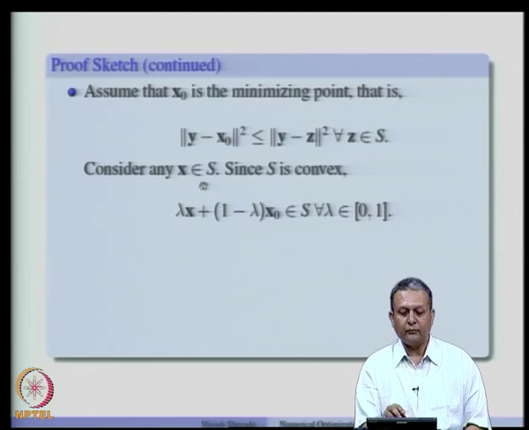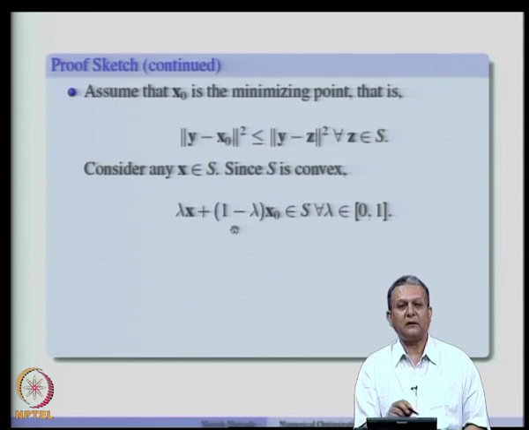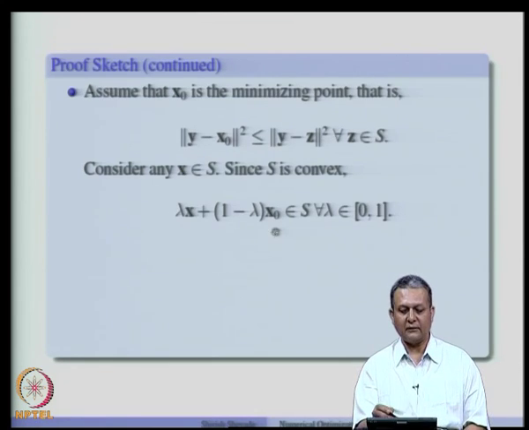Right. Now, we use the convexity of the set S. Since set S is convex, if we take any x in the set S, I can say that lambda x plus 1 minus lambda x naught always belongs to the set S for all lambda in the closed interval 0 to 1. So, for any x in the set S, with x0 also in the set S, the line segment joining x and x naught always lies in the set. Now, we use this point and substitute it here.